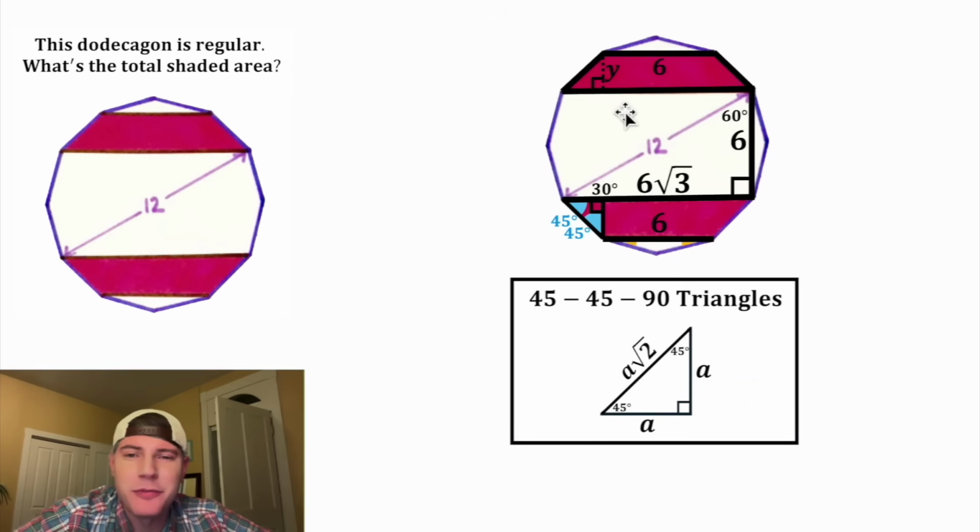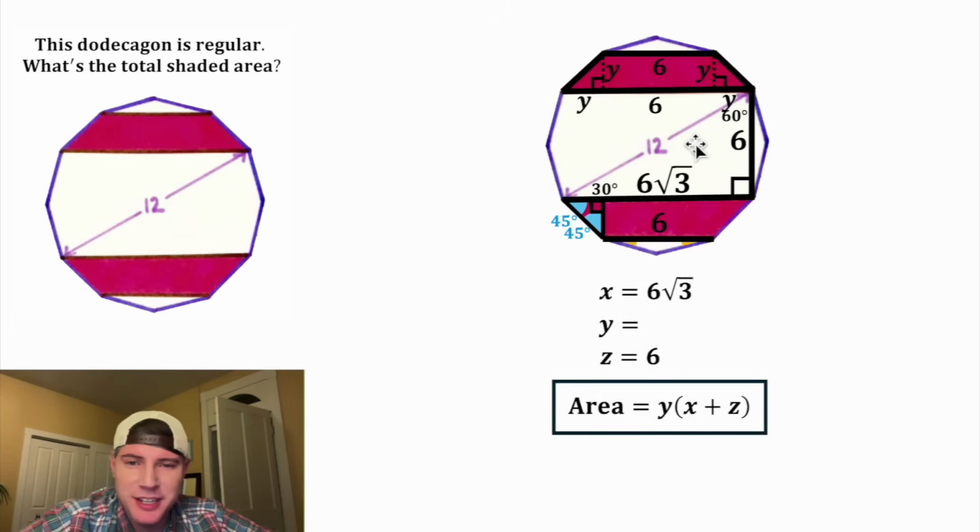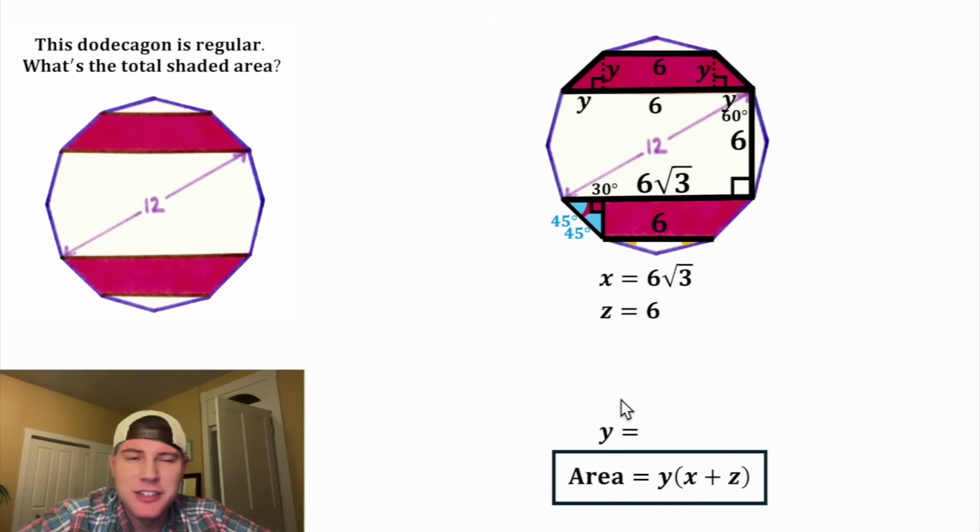And in every 45, 45, 90 triangle, the two legs are congruent. So this will also equal y. Does that make sense, y? And same thing's going to happen on this side. This will also be a 45, 45, 90 triangle, which means this is y and this is y. And the remaining portion of this is equal to 6. It's a rectangle of sides y by 6. And now we have everything we need to solve for y.